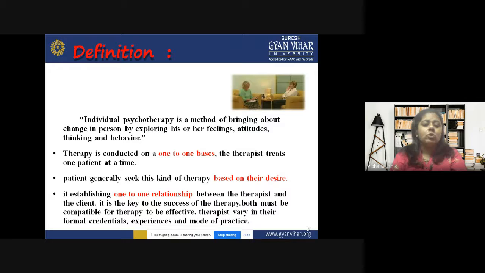Establishing a one-to-one relationship between the therapist and the client is the key to the success of therapy. Both must be compatible for therapy to be effective. The therapy will be effective only when both of them are compatible with each other. Therapists vary in their formal credentials, experience, and mode of practice.